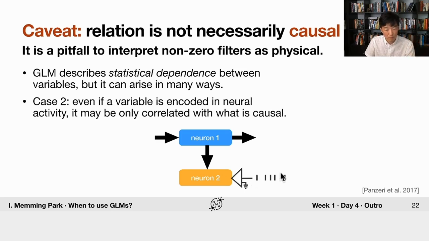And if you analyze using GLMs to predict the behavior or the sensory stimuli from the response of neuron 2, you may find significant correlations, you may find some structures, but that does not mean neuron 2 has anything to do with the actual computation that's going on in the brain. You can perturb neuron 2, inject some stimuli to this particular neuron independent of neuron 1, and that'll do nothing to the behavior or the computation. So you must be careful.